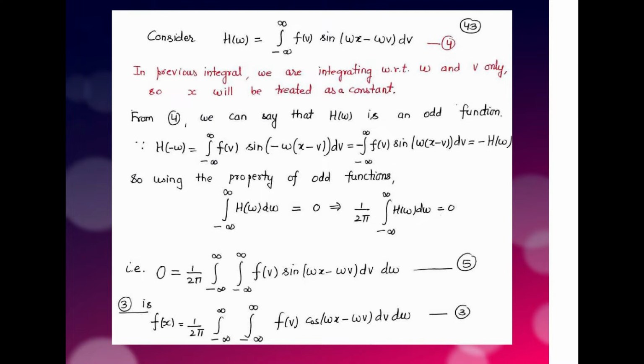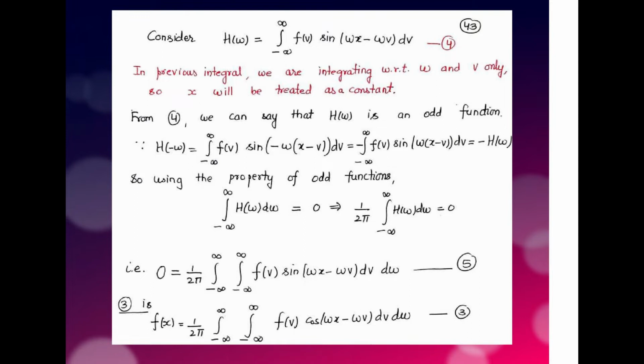Now using the property of odd functions, that the integration of an odd function from minus a to a is always 0, we can say that 1 upon 2 pi, integral from minus infinity to plus infinity of h(w) dw is 0. So finally we have equation number 5, that 1 upon 2 pi, integral from minus infinity to plus infinity. I'm just substituting the value of h(w) from equation number 4, and I have equation number 5.